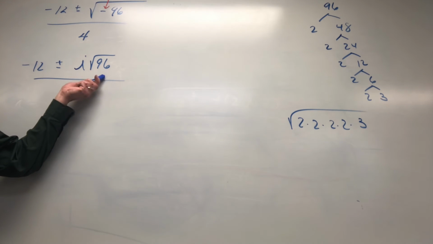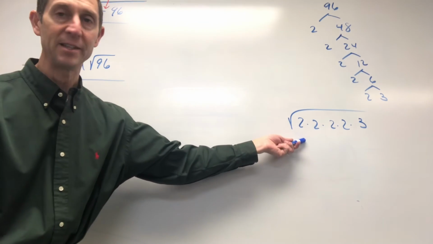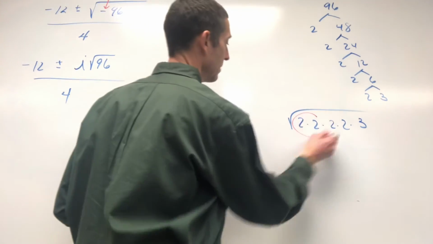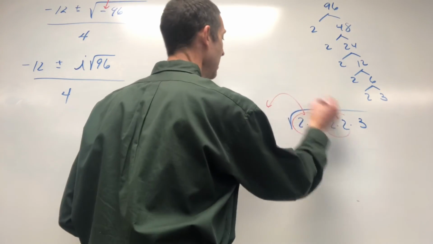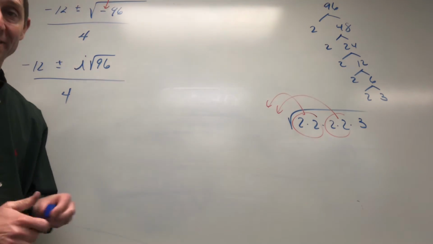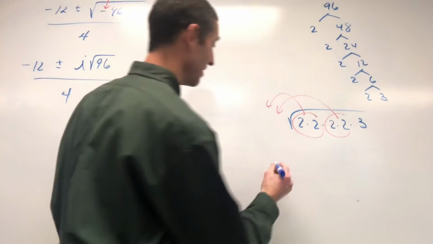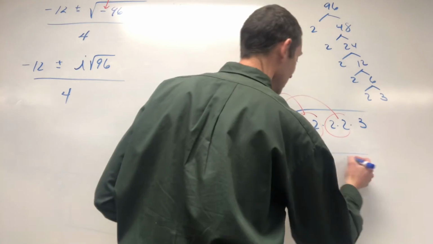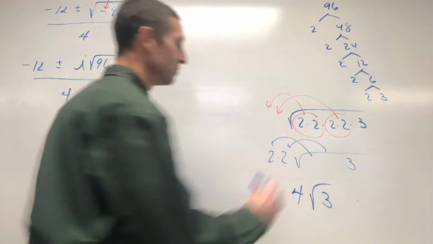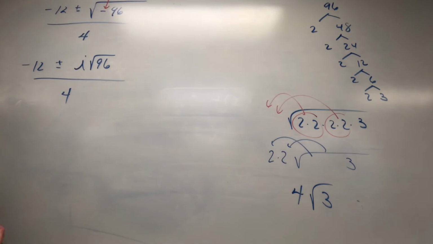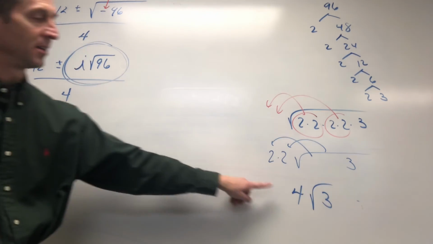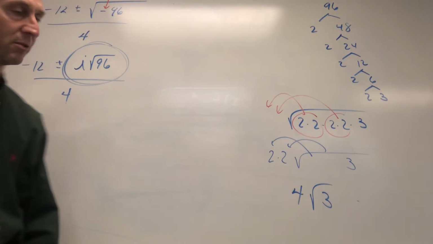So it was 96. We factor tree it down with a whole bunch of 2's and a 3. So grab this 2, grab this 2. Let's get them out. Oh, and we know the rule: 2 on the inside, you only write it one time on the outside. So it looks like this. So this becomes 4 square root of 3. So this was i times the square root of 96. We break it down to become 4 square root of 3.